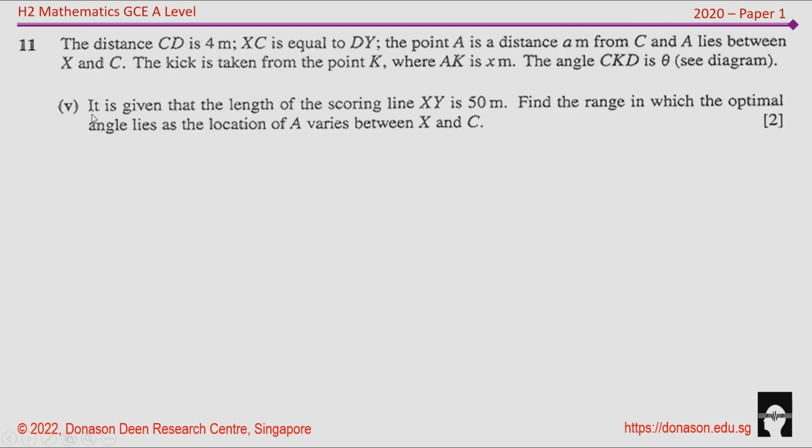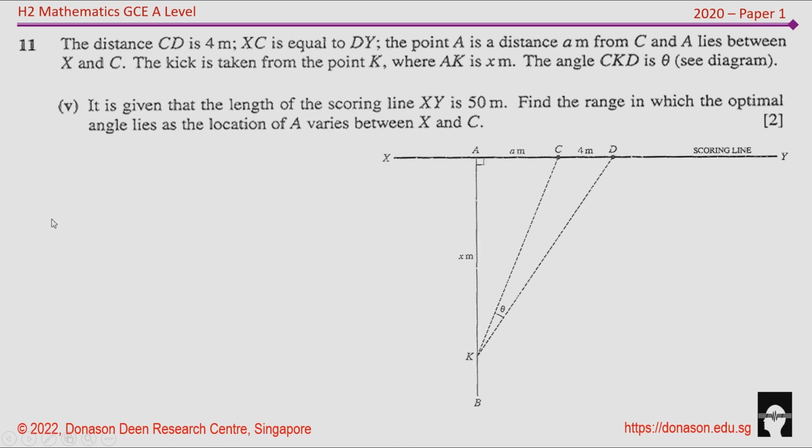Now for part 5, it says it is given that the length of the scoring line XY is 50 meters. Find the range in which the optimal angle lies as the location of A varies between X and C. So let's bring back the diagram once again. It's given that X to Y is 50 meters. Find the range in which the optimal angle lies as the position of A varies between X and C. That means you can move it towards X or towards C.